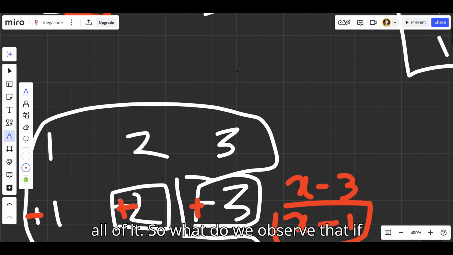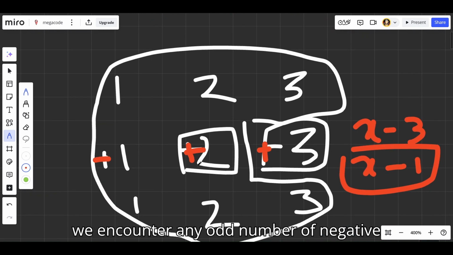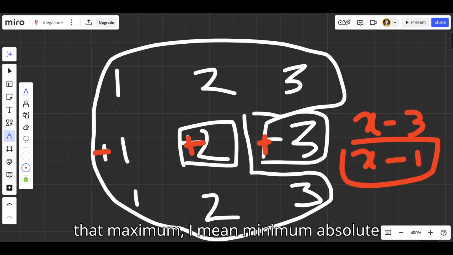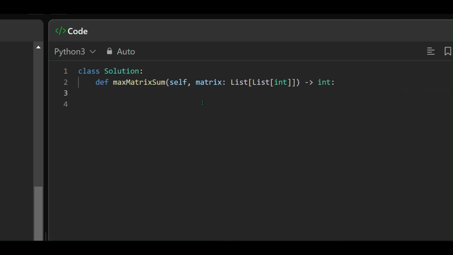So what do we observe? If there is an even number of negatives, we know that all the matrix values can be positive. But if we encounter an odd number of negative values, it simply means that we're going to pick the minimum absolute value and make it negative. So that's the intuition behind it. Let's just code this thing up.